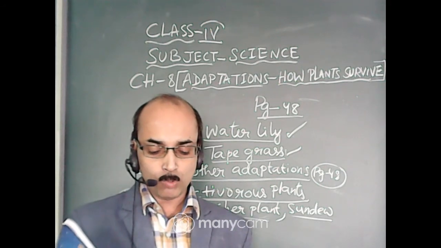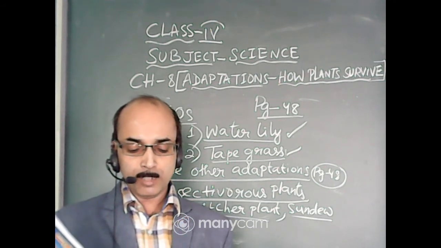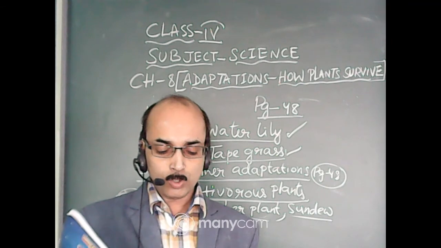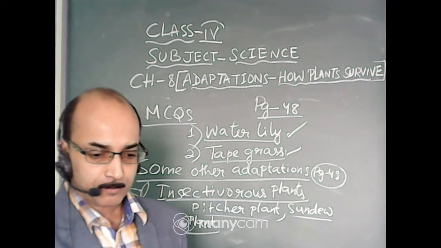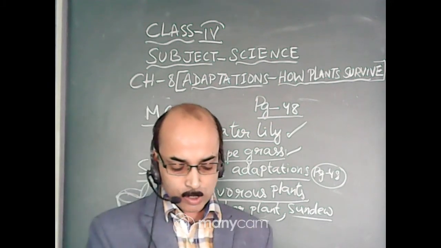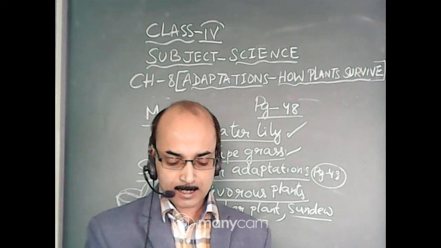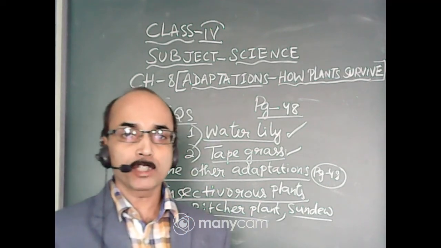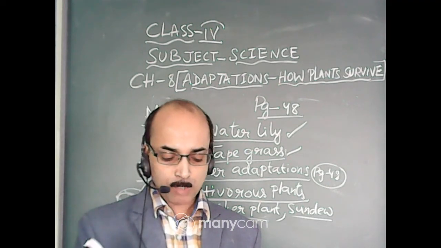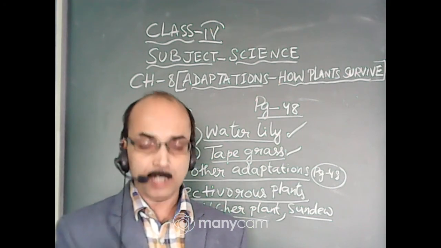They cannot make their own food, they absorb their food from remains of dead plants and animals, so they are also called saprophytic plants. Why are they called saprophytic plants? Because they absorb their food from remains of dead plants and animals.